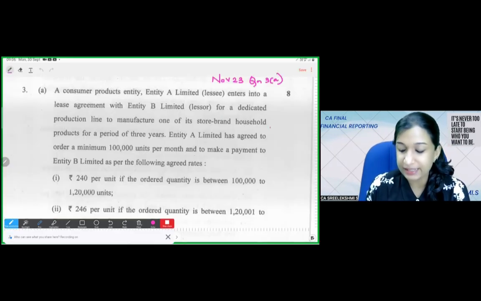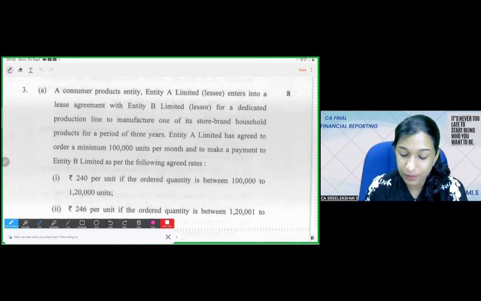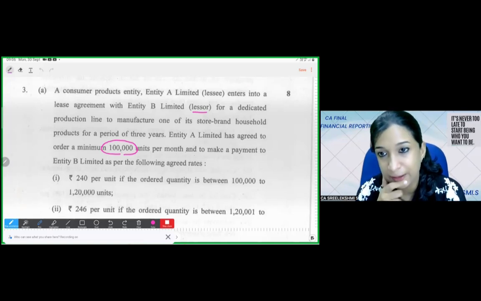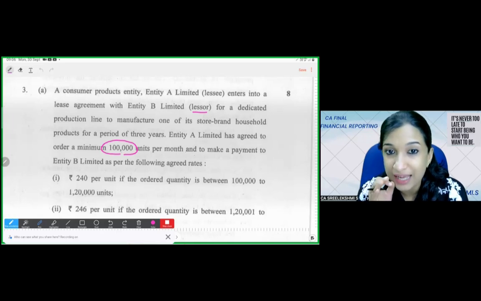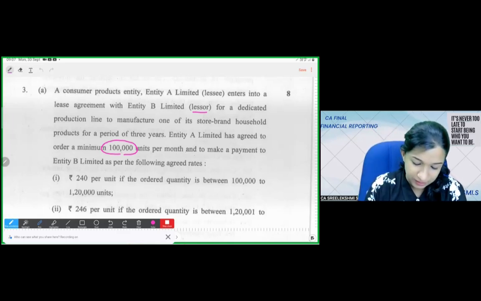Consumer products entity, Entity A Limited, the lessee, enters into a lease agreement with Entity B, the lessor, for a dedicated production line to manufacture one of its store brand household products for a period of 3 years. Entity A Limited has agreed to order a minimum of 1 lakh units per month and to make a payment to Entity B Limited as per the following agreed rates. So we entered into a contract to purchase, ordering a minimum of 1 lakh units per month.